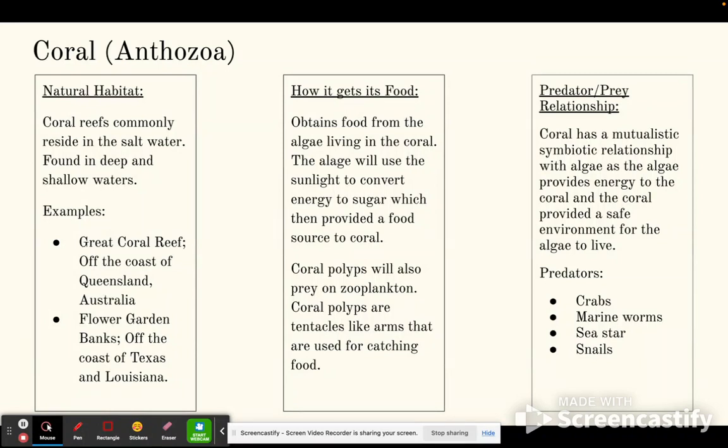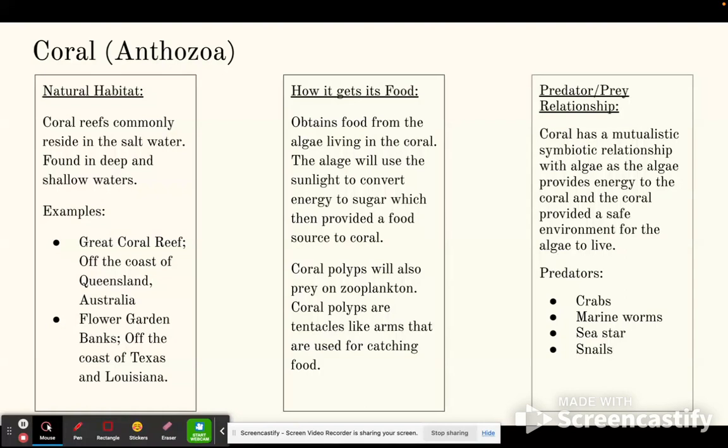A few ways that coral gets its food is through algae. Algae lives in the tissue of coral, and through photosynthesis, algae produces energy, which converts into sugars and carbohydrates, which coral will feed off of. And then coral also has these tentacle-like arms that usually come out at night, and they will catch microorganisms around them, such as zooplankton, and feed off of that.